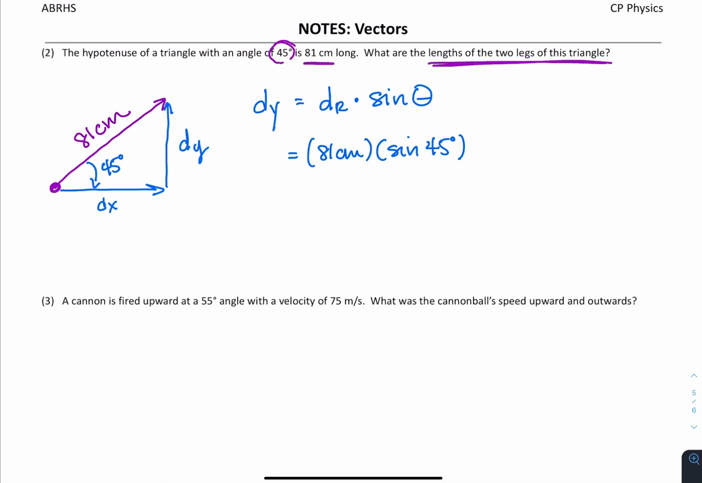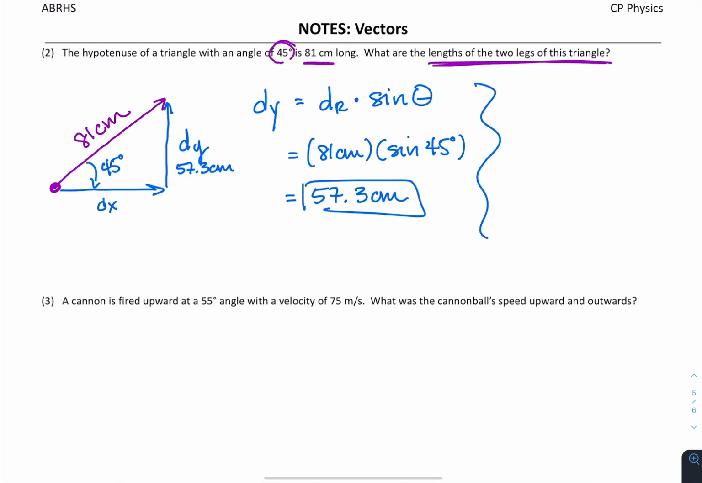Get out your calculator. Be careful when you put in the sine of the angle. Sometimes your calculator has some operating issues, so make sure you have it in the correct order. I got 57.3 centimeters here. So that will be the length of this leg.